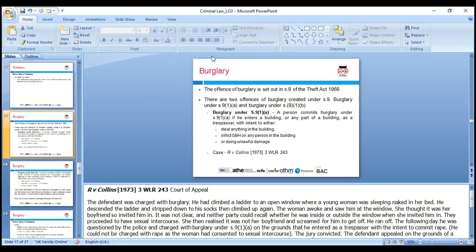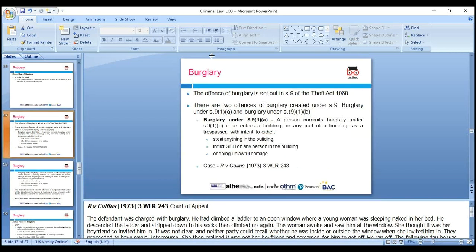So a person commits burglary under Section 9(1)(a) if he enters a building, or any part of a building, as a trespasser. Do you know trespasser? Crossing that area, entering the building, or just crossing someone's personal property. You know, we learn this under contract law as well. Sometimes we see a board saying no trespassing. So it means you're not supposed to be crossing the private property.